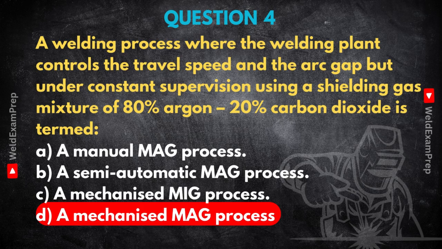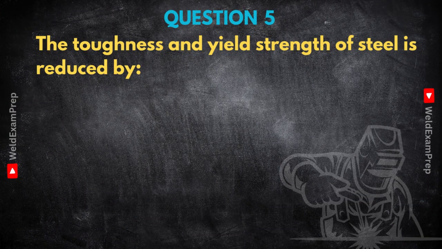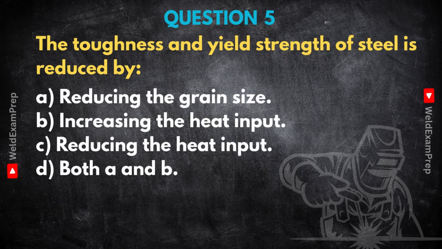Okay, finally, let's loop back to material properties and maybe one of the most critical variables in welding: heat input. It has such a profound effect, sometimes negative, on the final weld properties. Question 5. The toughness and yield strength of steel is reduced by A, reducing the grain size, B, increasing the heat input, C, reducing the heat input, D, both A and B. So what's the main factor here that can weaken the steel's resistance to impact and deformation? This question gets right to how welding parameters impact the final product.